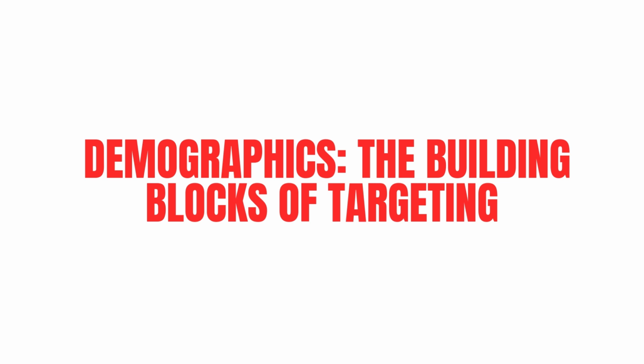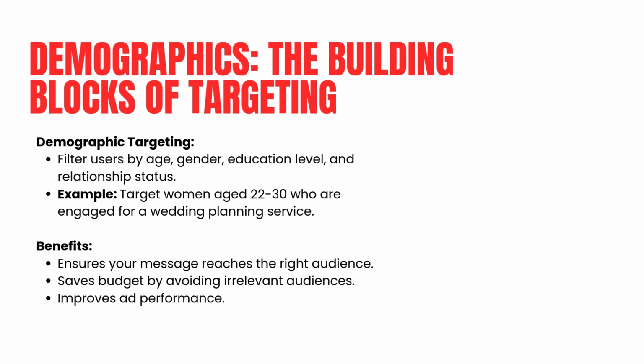1. Demographics, the building blocks of targeting. Let's kick off our deep dive with demographics. Facebook provides a plethora of demographic data that allows you to filter users by age, gender, education level, and relationship status. For instance, if you run a wedding planning service, you can target women aged 22 to 30 who are engaged. This kind of specificity ensures that your message resonates with the right group. You'll save money and improve your ad performance by filtering out those who don't fit your target demographic.